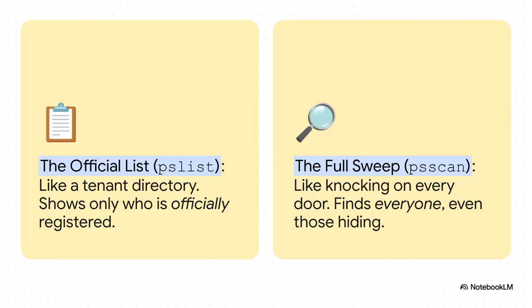So how do we find something that's officially invisible? Well, we use two different ways to look. The first method, often called PS list, it's like looking at the tenant directory in a big apartment building. It just shows you the official list of who's registered to be there. But the second method, PS scan, that's a total sweep. It's like going door to door and knocking on every single one to see who's actually inside, whether they're on the list or not. It finds everybody.